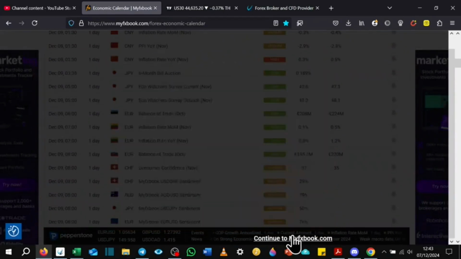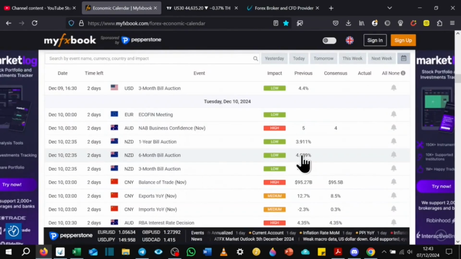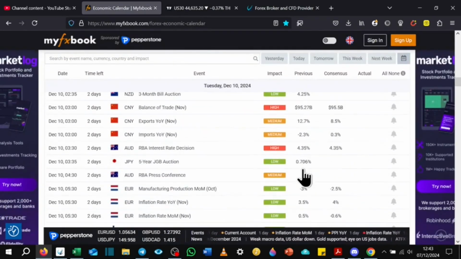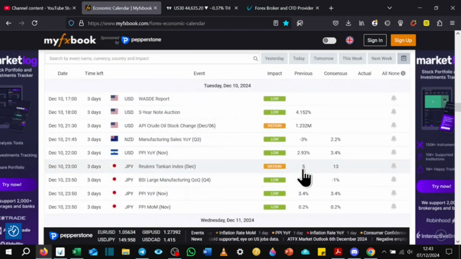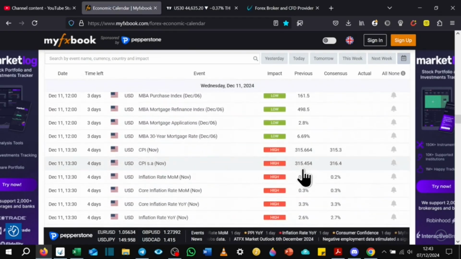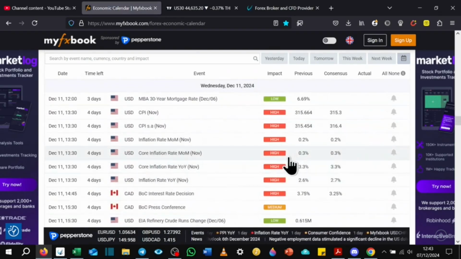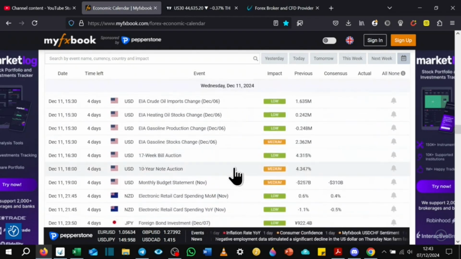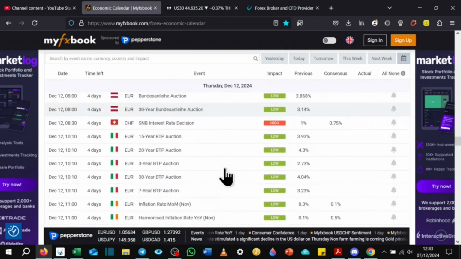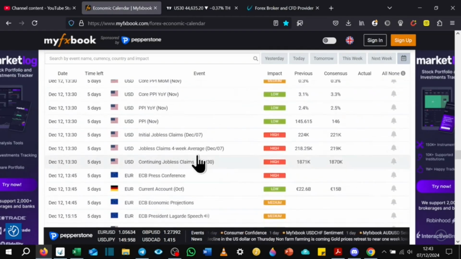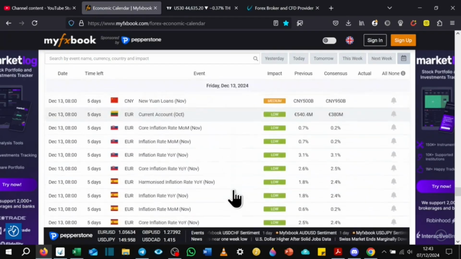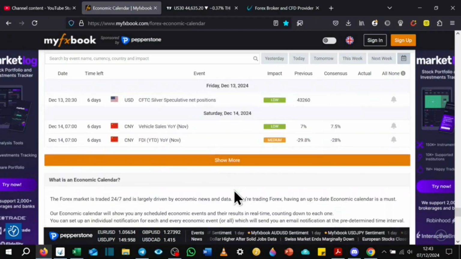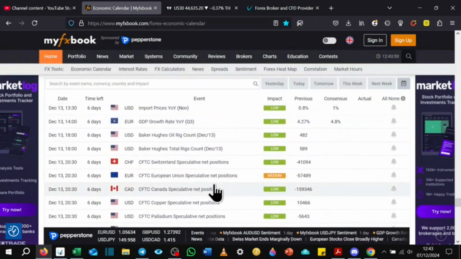So what we got: Monday, nothing really going on. Tuesday, nothing really going on. Wednesday, we've got some red folder news, quite a lot actually for the US dollar, so that'll be quite busy on Wednesday. Thursday, yeah, we've got some red folder news for the US dollar and there's euro there. And then Friday is nothing at all.